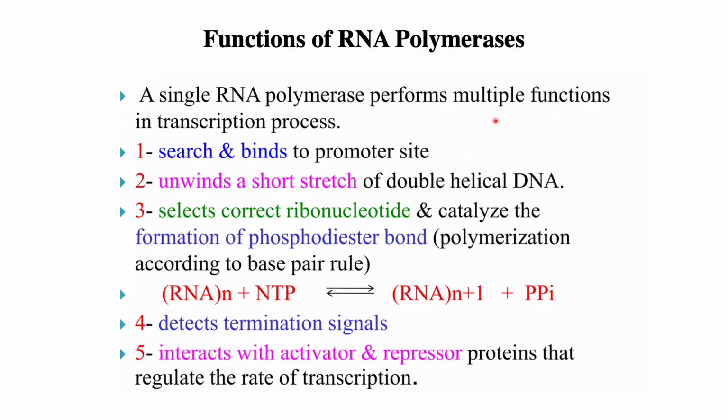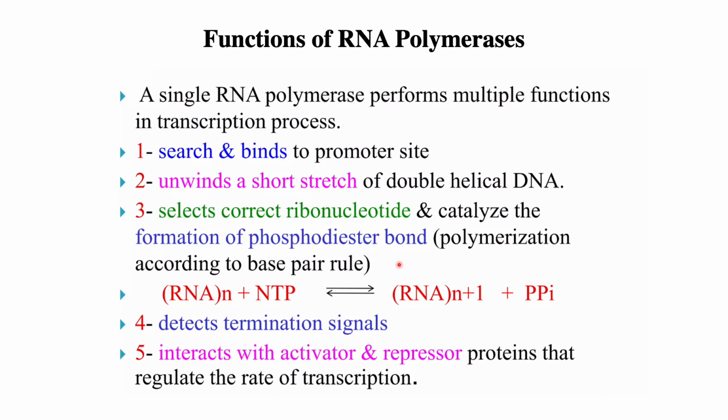So a single RNA polymerase enzyme performs multiple functions in the process of transcription. It searches for and binds to the promoter site in the DNA sequence. It unwinds a short stretch of the double helical DNA, and then it selects the correct ribonucleotide and catalyzes the formation of phosphodiester bonds. That is the polymerization according to the base pair rule.